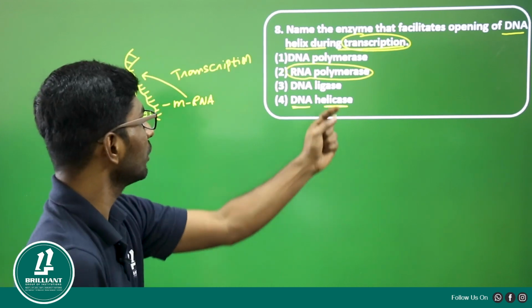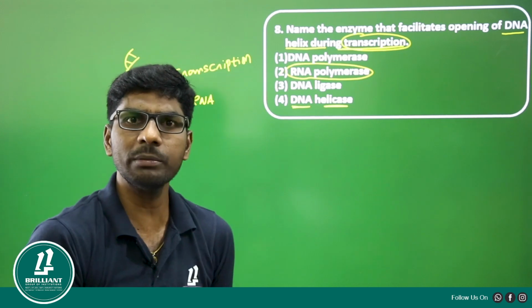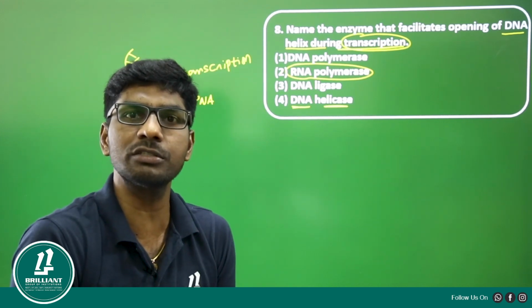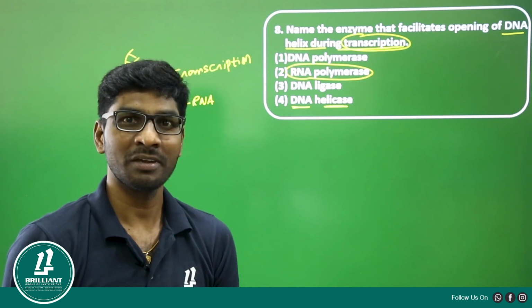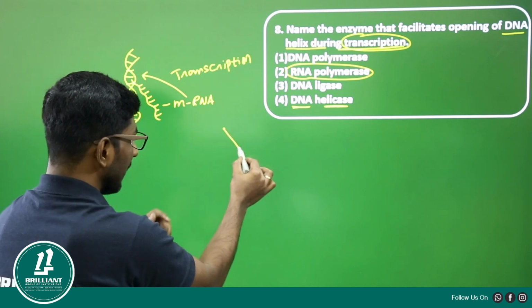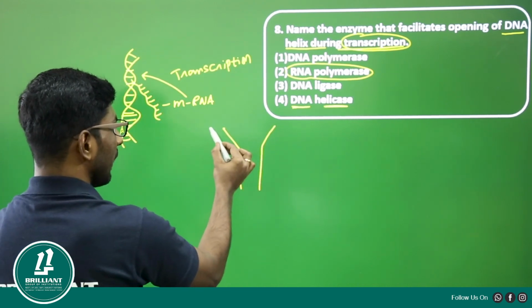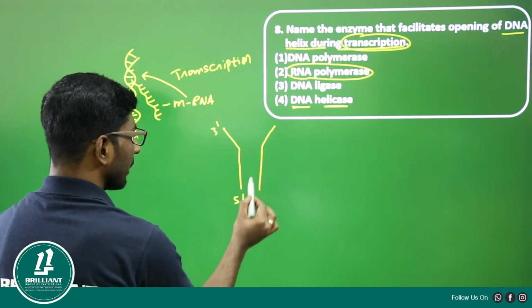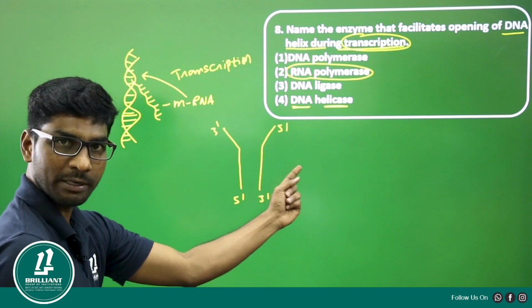Which enzyme is initiating the transcription here? RNA polymerase. How many of you remember that DNA polymerase enzyme synthesizes the new nucleotides during DNA replication? Yes or no? If you are able to recall, when the DNA is opened by the DNA helicase enzyme in the replication process, this is the 3 prime, this is the 5 prime, this is the 5 prime, and this is the 3 prime. Okazaki fragment.